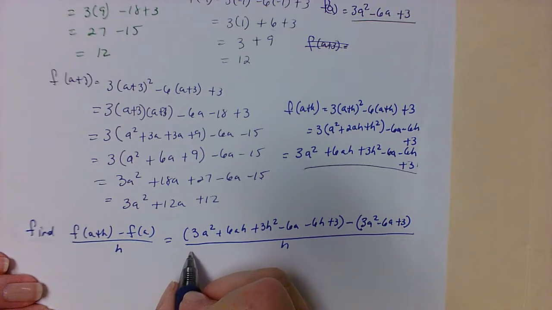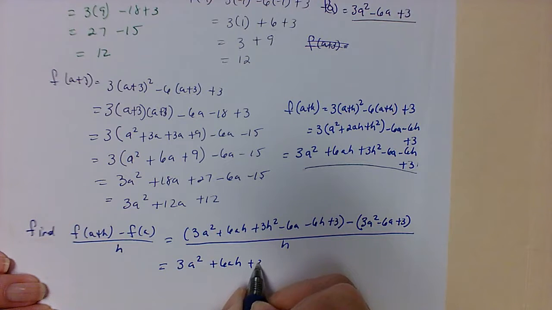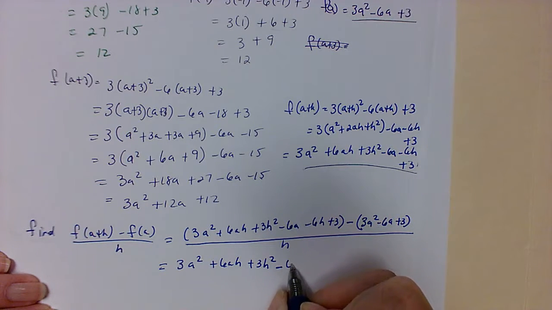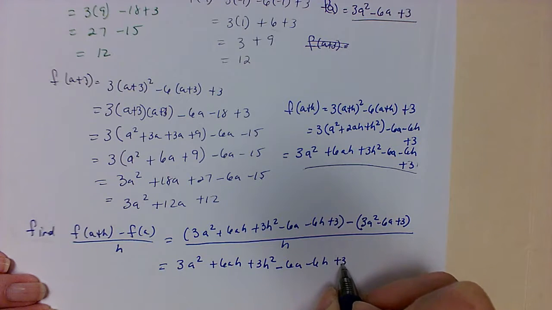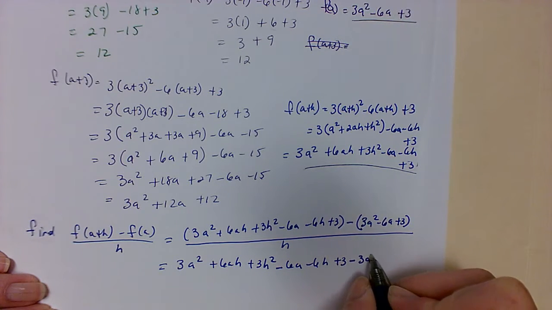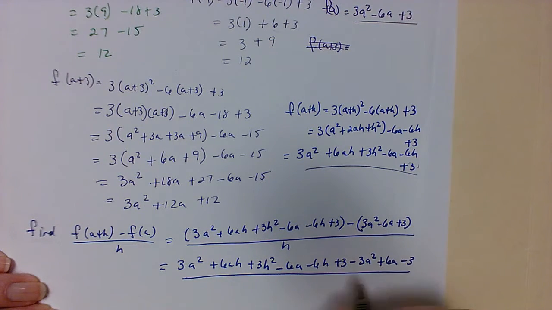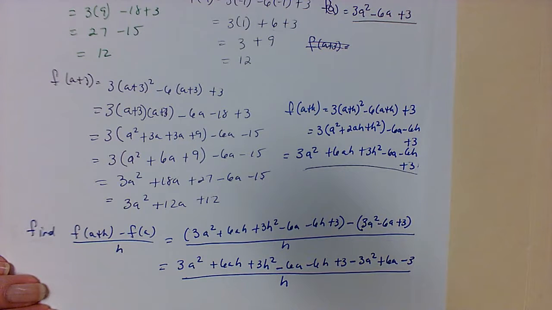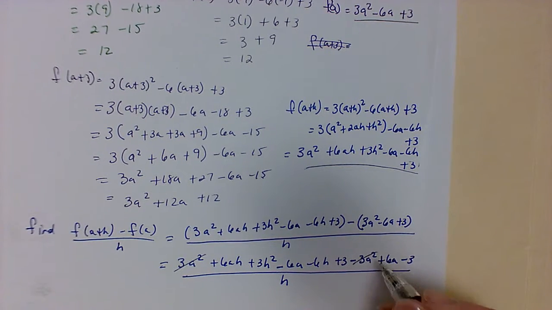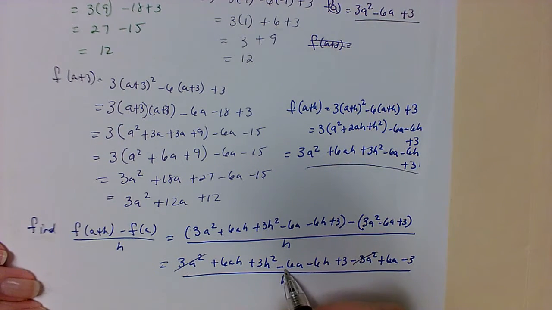So now we will have 3a squared plus 6ah plus 3h squared minus 6a minus 6h plus 3 minus 3a squared plus 6a minus 3, all over h. If we did it correctly, then everything that does not have an h will cancel. So 3a squared minus 3a squared, and then we'll have 6a and negative 6a, they cancel, and the 3's will cancel. The only thing we have left are terms that include an h.